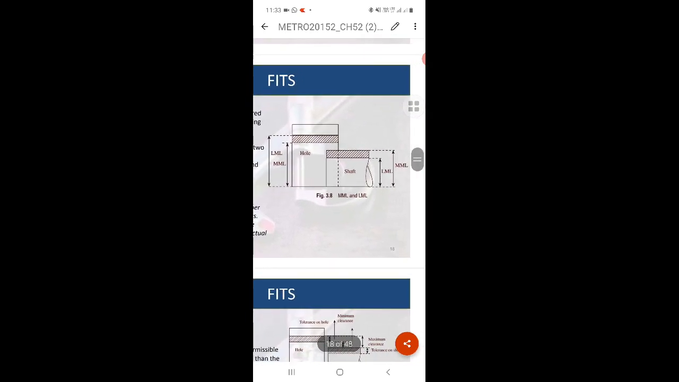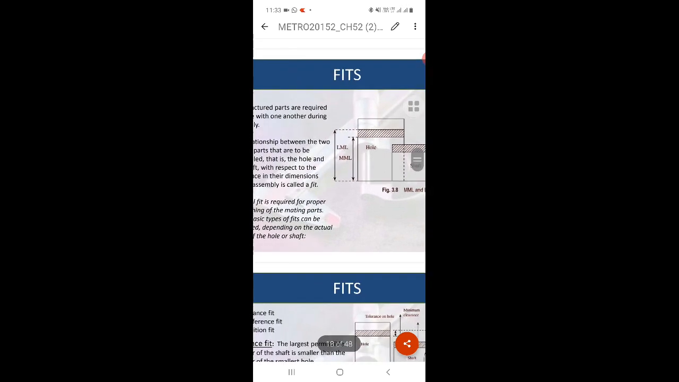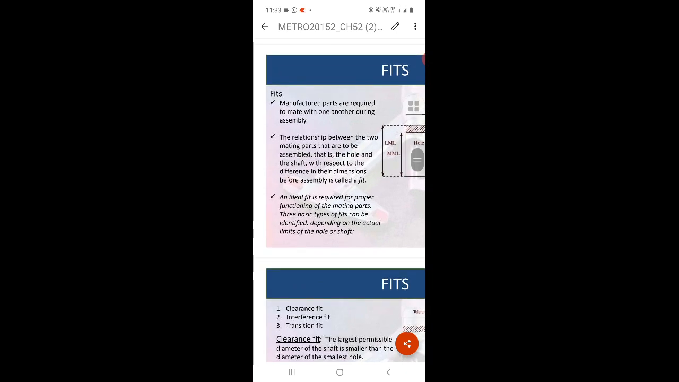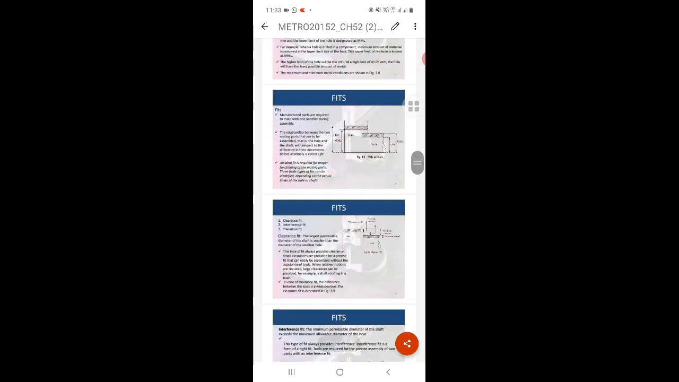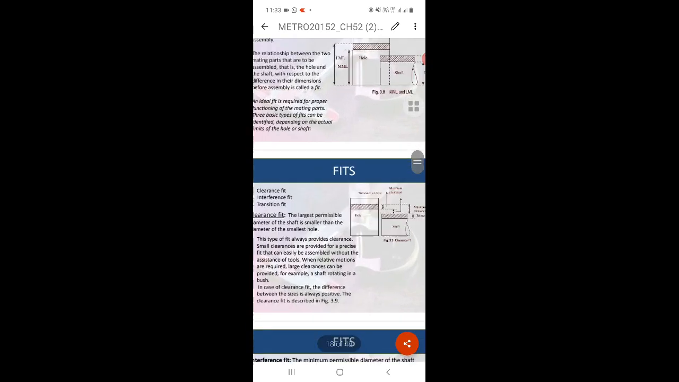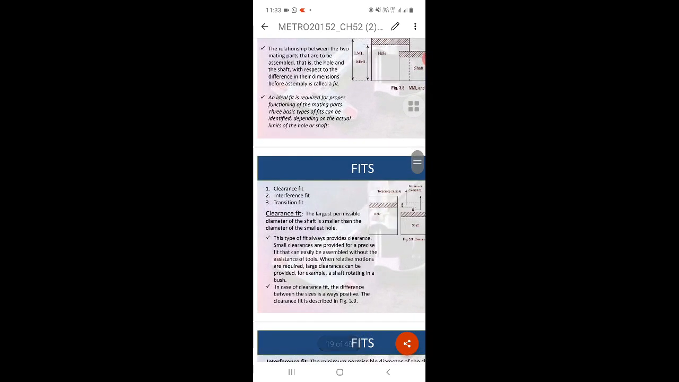In the figure it shows two parts, hole and shaft. Whenever they meet, the assembly is completed. It consists of two limits, lower limit and upper limit, for each part. The ideal fit is required for the proper functioning of two mating parts. Fits can be identified depending on the actual limits of the hole and shaft. Fit has three main types: clearance fit, interference fit and transition fit.